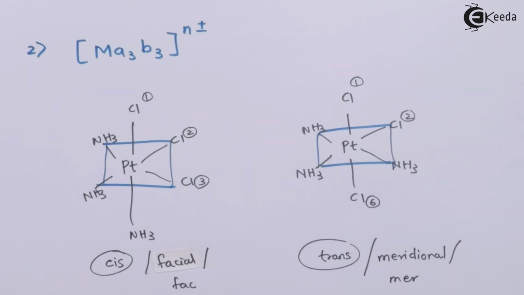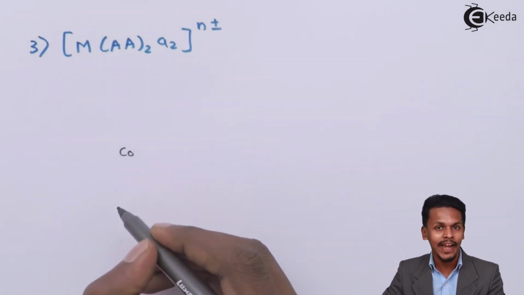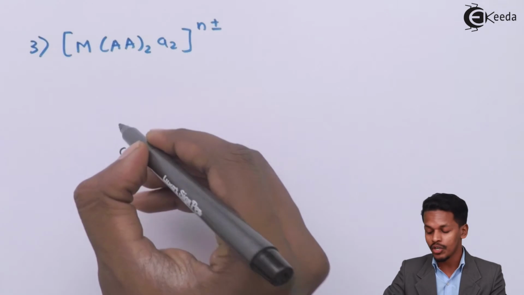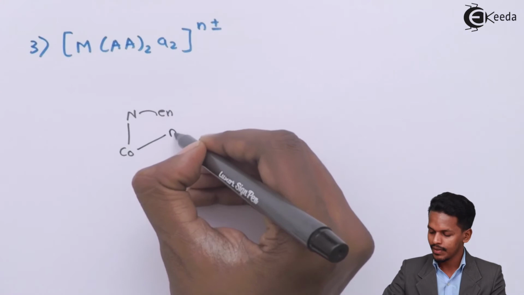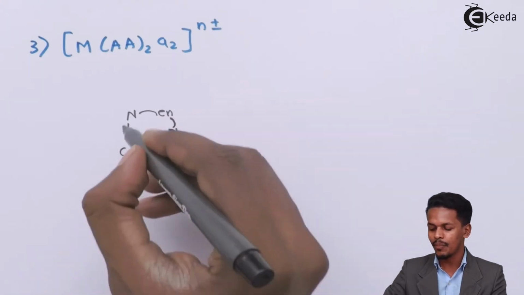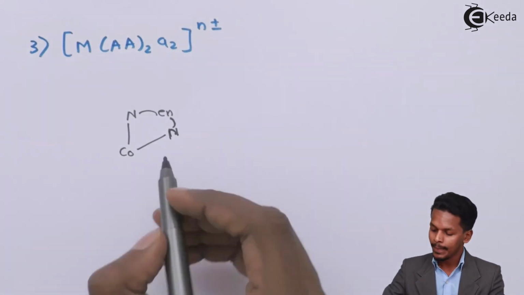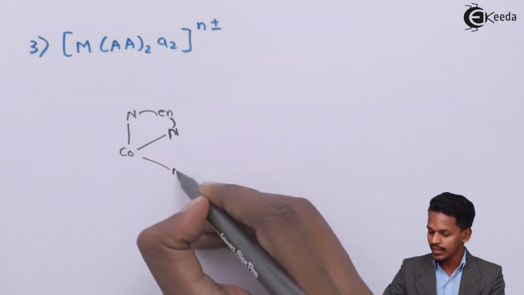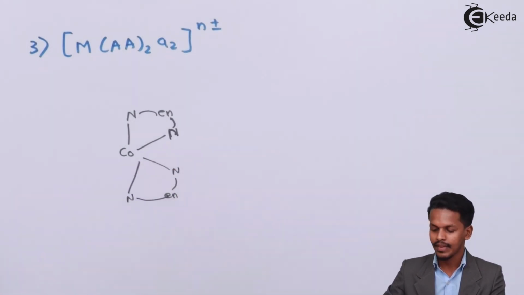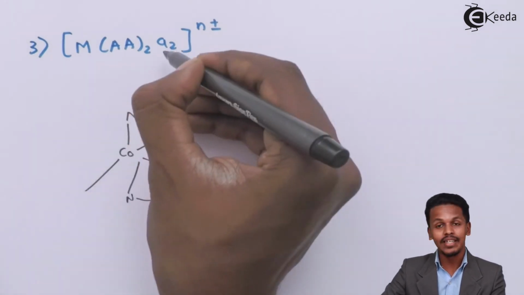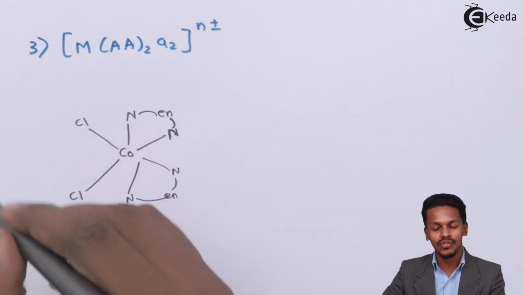And now let me talk about the next one. Based on that, let me give you an example. Suppose I'm talking about a complex where cobalt is present at the center, and suppose it has been surrounded by 2 ethylene diamine molecules, which I'm writing over here, because ethylene diamine approaches with the help of the nitrogen, and that's the reason it forms a ring structure with the central metal atom. And talking about the other 2, that is monodentate ligands, in this case it is Cl, suppose. So this is basically the structure that I have mentioned over here.